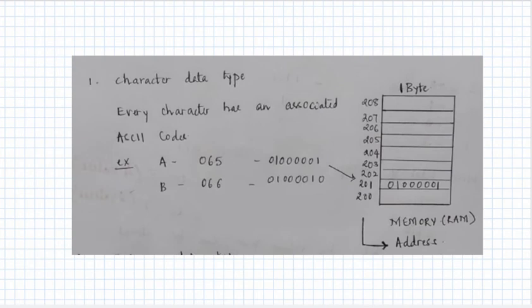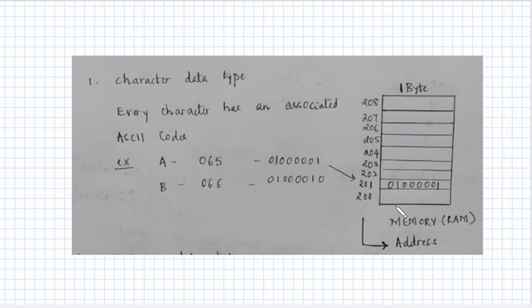Now let us understand how exactly these data are stored in the memory. So the first one is the character data type. Every character is associated with ASCII codes, right? And these ASCII codes are converted to binary and they are stored into the memory.